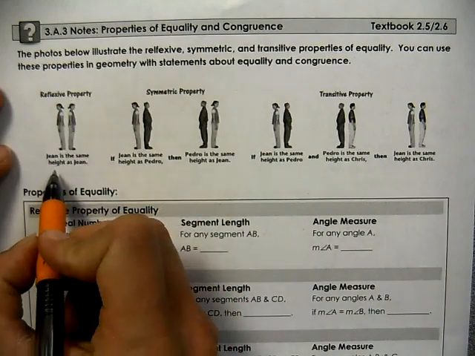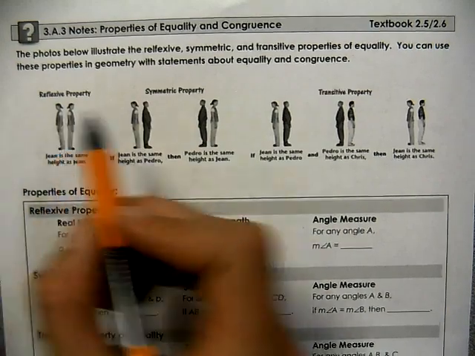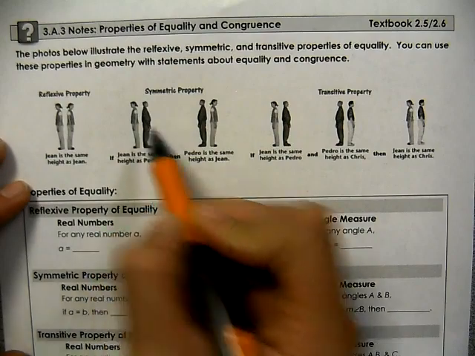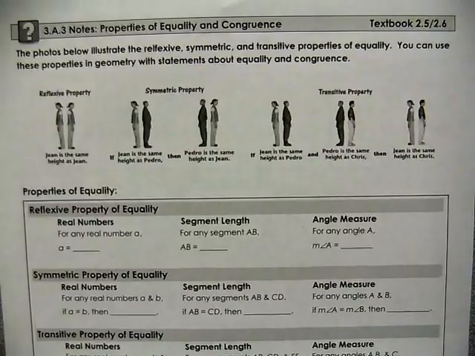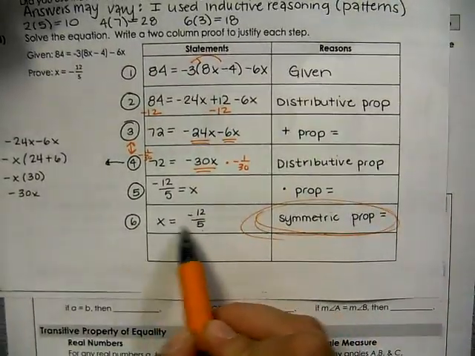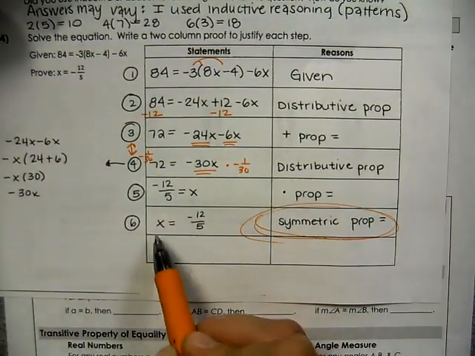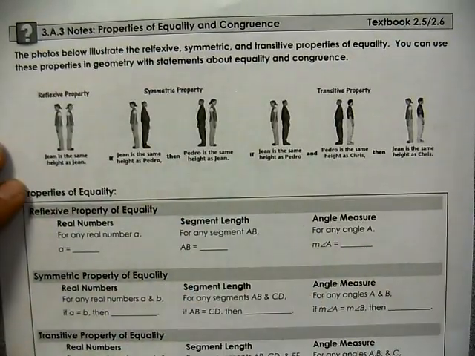So it says Jean is the same height as Jean. Essentially, she's equal to herself. Whereas symmetric will say, okay, if Jean is the same height as Pedro, then Pedro is the same height as Jean. They're kind of switching sides. So that's what we see when I wanted to switch sides here: if negative 12 over 5 is equal to x, then x must equal negative 12 over 5. So that's the idea of symmetric property.